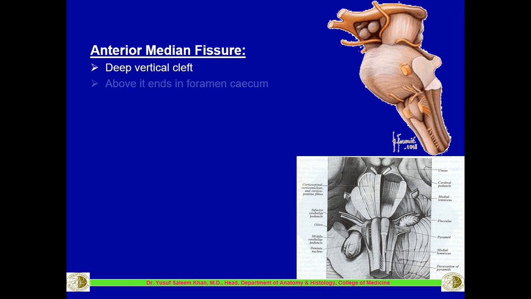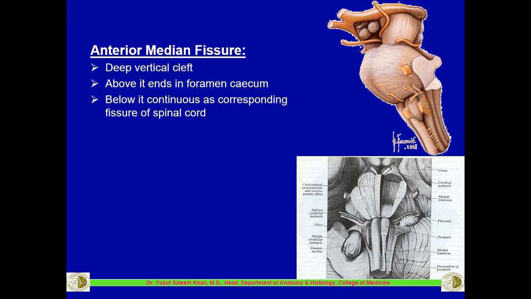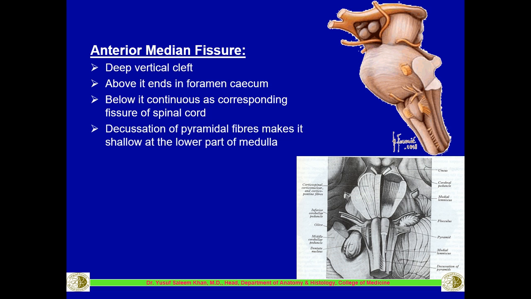It is a deep vertical cleft that ends above at the foramen cecum. Similarly, we also have a foramen cecum in the tongue. So here also we have a foramen cecum, where this anterior median fissure ends above. Below, it continues as the anterior median fissure of the spinal cord.